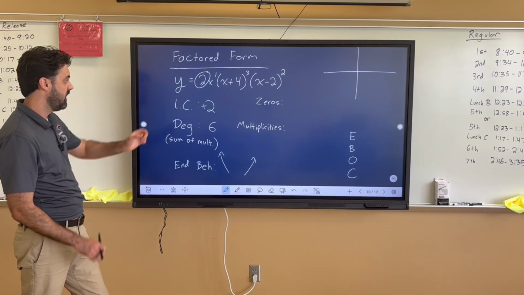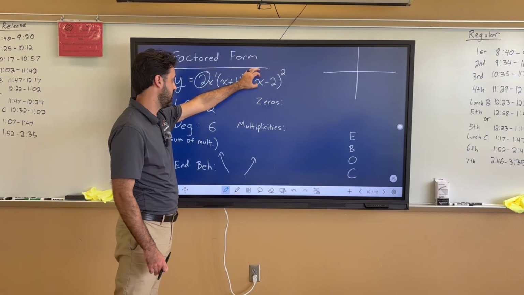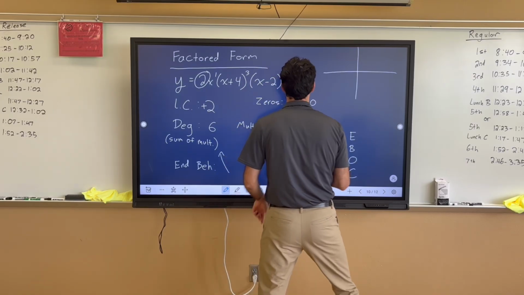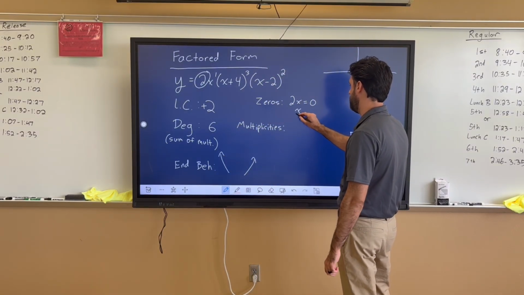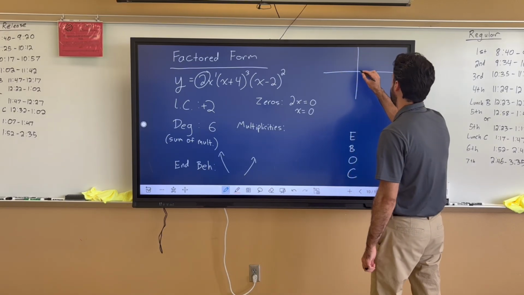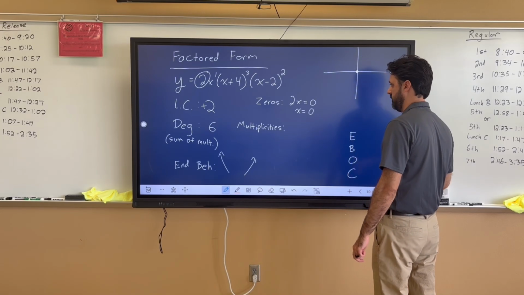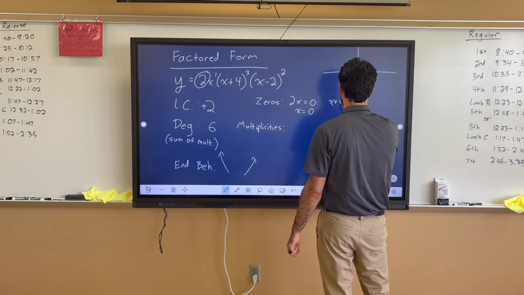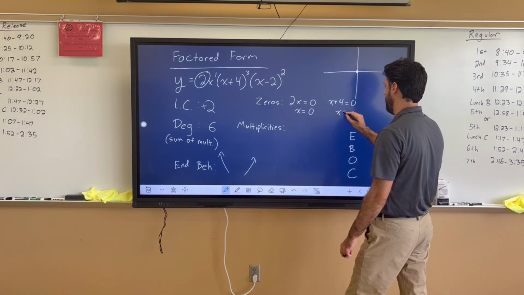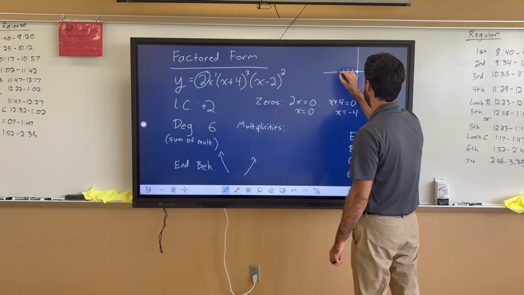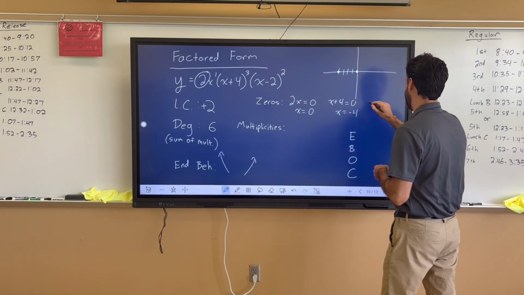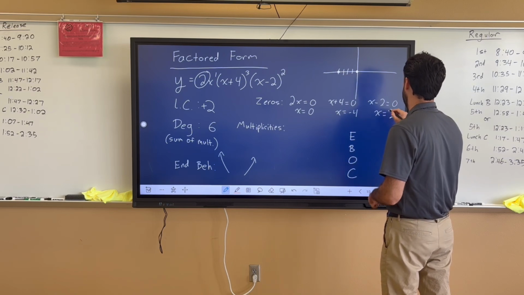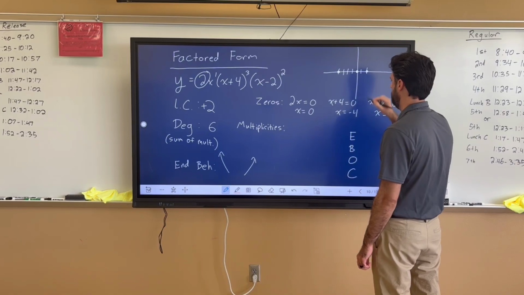Okay, so for zeros, we're just going to set each factor here equal to 0. We can ignore the exponents. So we're going to set 2x equal to 0. And then you would just divide both sides by 2. And so our first 0 is at x equals 0. I'm just going to go ahead and put a 0 right here at 0. Put a point. Then set x plus 4 equal to 0. Subtract the 4 over, and our next 0 is at -4. And then lastly, we're going to set that x minus 2 equal to 0. And we're going to add the 2 over and get x equals 2. And so that's our third 0 at 2.